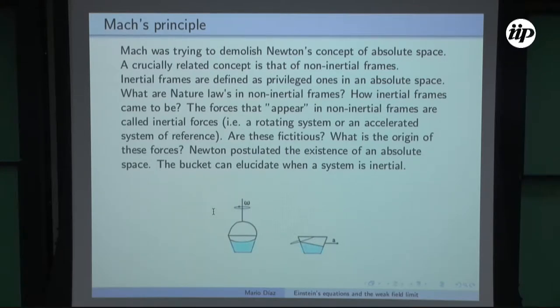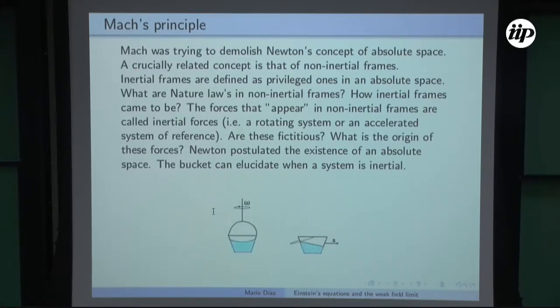what Mach was trying to do before Einstein was to get rid of the idea of an absolute space. And obviously, a very important aspect to get towards the demise of the idea of an absolute space is the understanding of what is the intrinsic meaning of non-inertial frames. So inertial frames, we already saw, everybody knows, are preferred reference systems in absolute space. Now, what is the intrinsic nature of non-inertial frames?